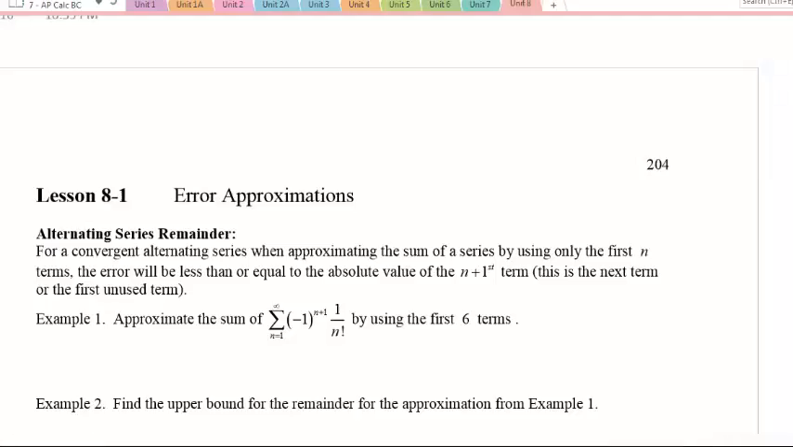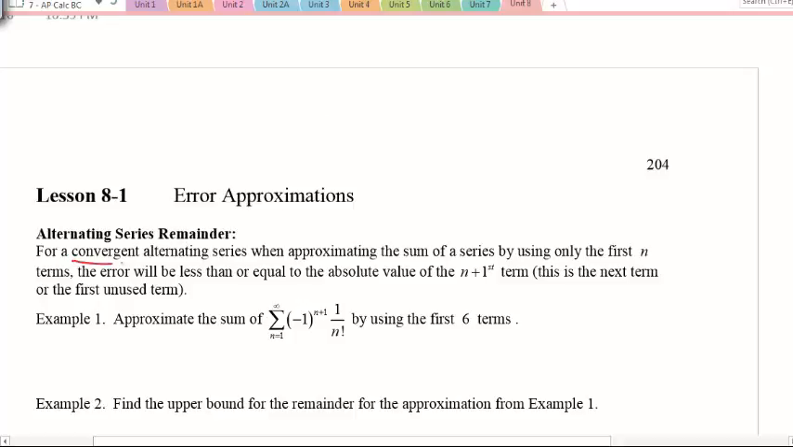Congratulations on getting through Unit 7. Now, as we approach the second unit in our topic series, we're going to look in section 8.1 at something called an error approximation. We know that all the series we created in Unit 7 were just approximations. So the question is, how can we estimate the error? Today, let's take a look at the idea of an alternating series and talk about its remainder.